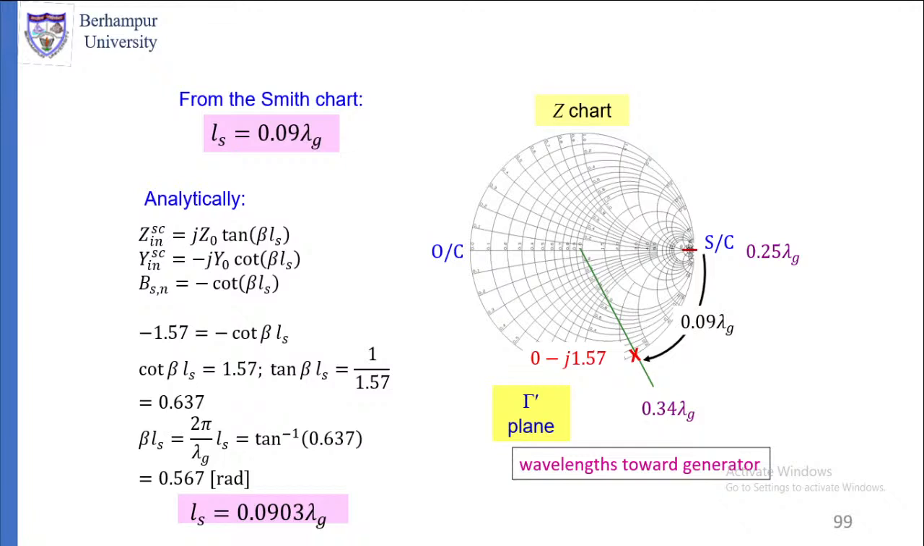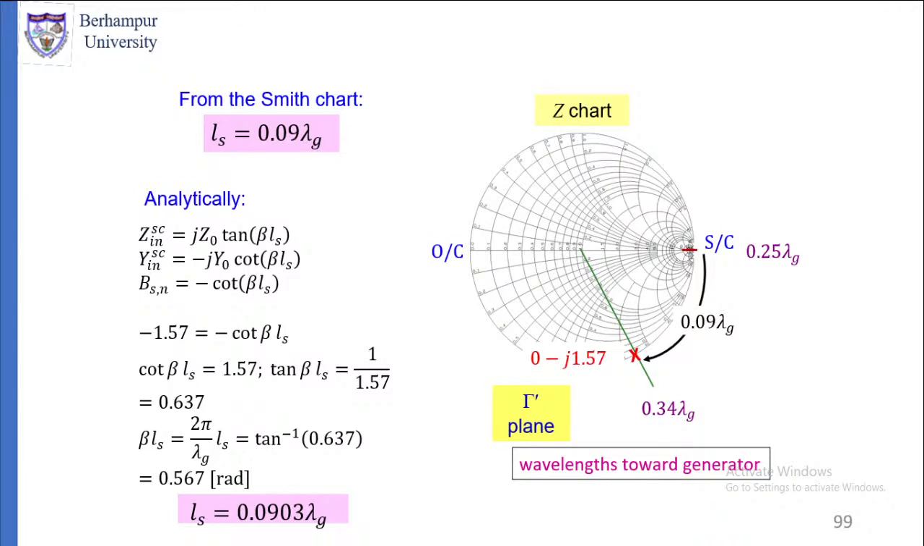The stub is short circuited. So from the short circuit, we have to move towards the generator to reach the point minus j 1.57. The short circuit is at a distance of 0.25 lambda g from the open circuit, that we know. From the short circuit, the distance to the point 1.57 is 0.09 lambda g.